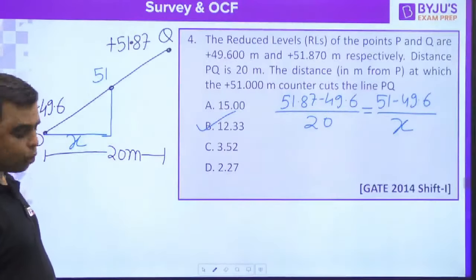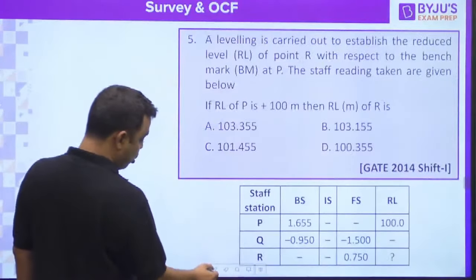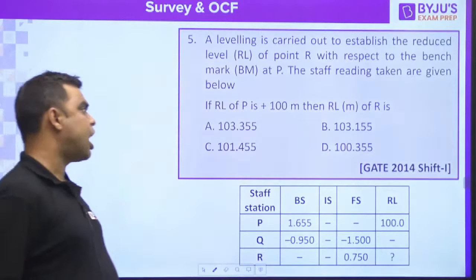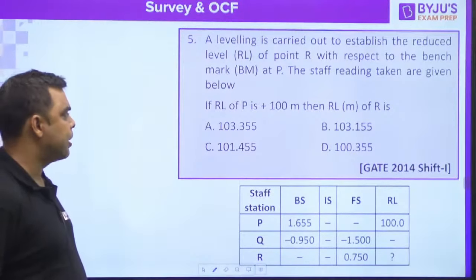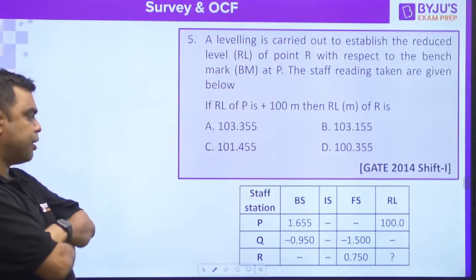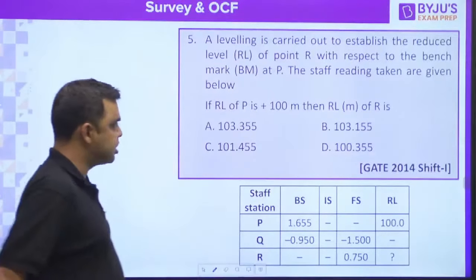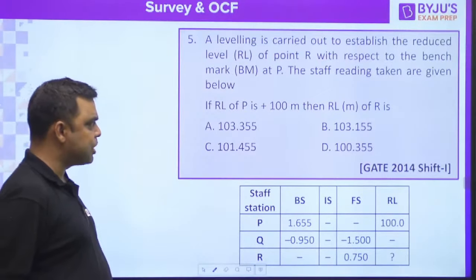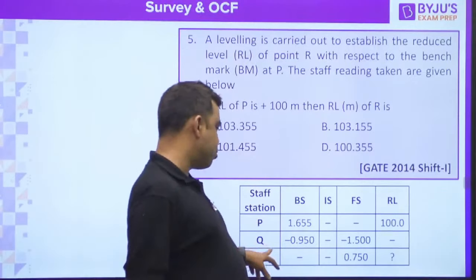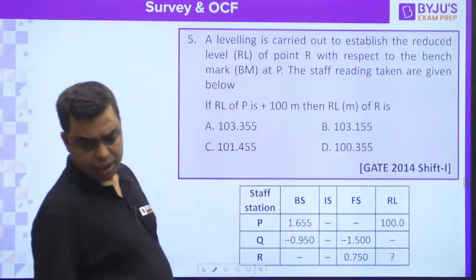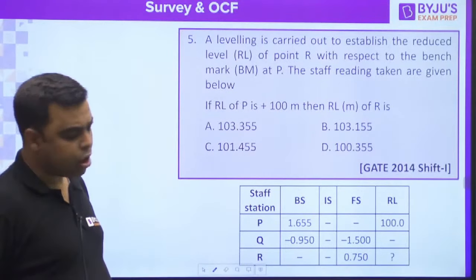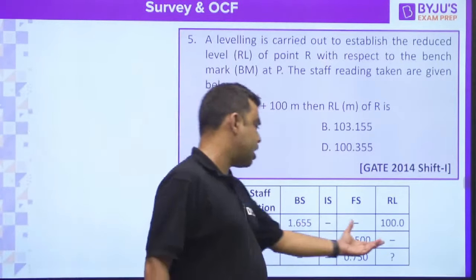Yes or no? Okay, cool. Now this is the question. A leveling is carried out to establish the reduced level RL of point R with respect to benchmark BM at P. P is my benchmark. The staff readings are given below. If RL of point P is plus 100 meter, what is the RL of R? These are the readings, and we need to determine the RL of this point.